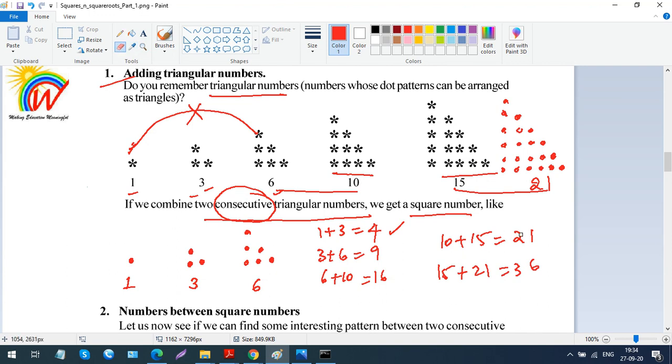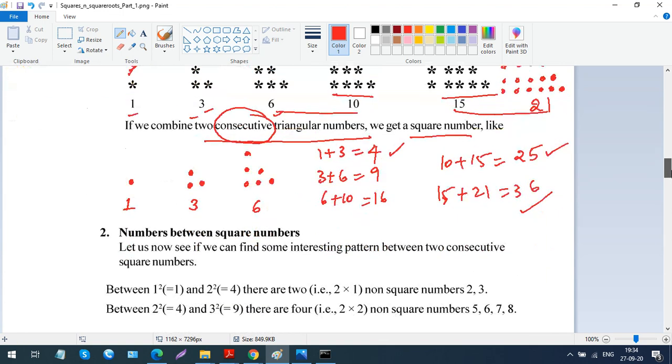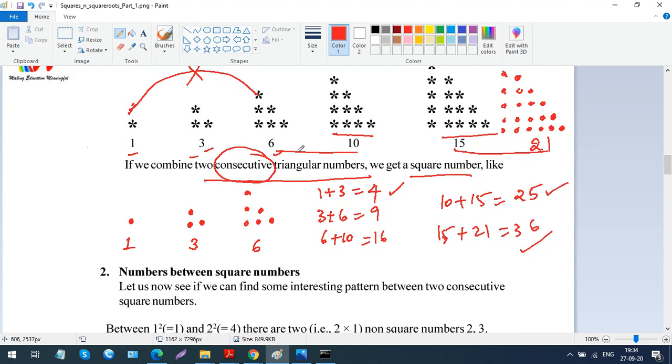10 plus 15 is 25. So this 25 is a square number. And 15 plus 21 gives you 36, which is also a square number. So that's what they say: if you add consecutive triangular numbers, so you know what triangular numbers are now, right? And you understand the meaning of consecutive also. So adding two consecutive triangular numbers is going to give you this kind of a square number.